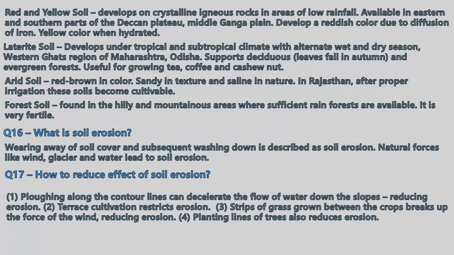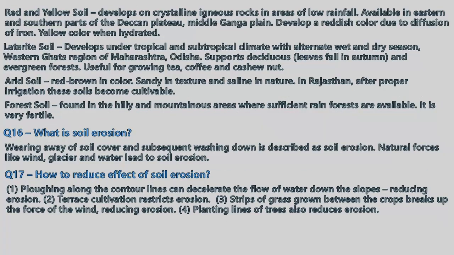How to reduce the effect of soil erosion? Okay, when you are plowing along the contour lines, you can decelerate the flow of water down the slopes. Okay, so when you decelerate the speed of water, erosion is reduced. Similarly, terrace cultivation. Okay, so if you have land which is in the shape of terraces near mountains, you can cultivate one terrace, and you can plant trees there, and in the next terrace you can cultivate some more, and that also restricts erosion. Okay, another method is strips of grass can be grown between the crops that break the force of the wind, reducing erosion.